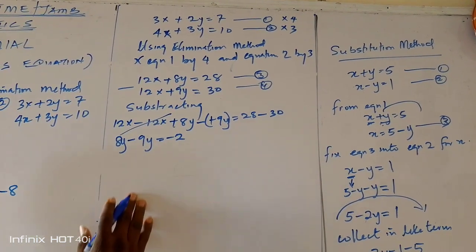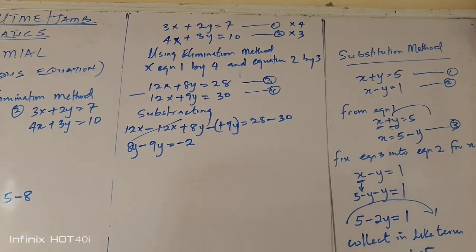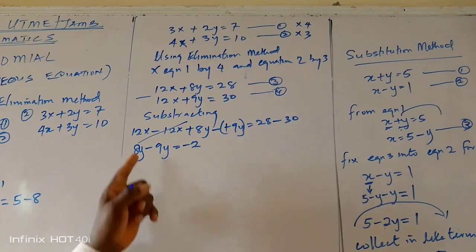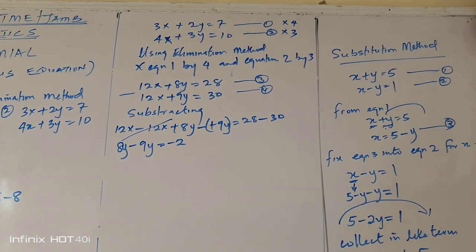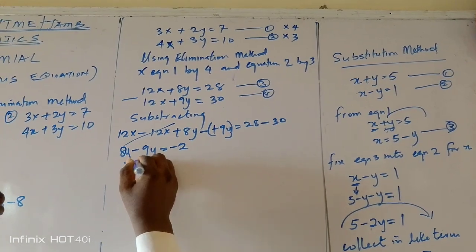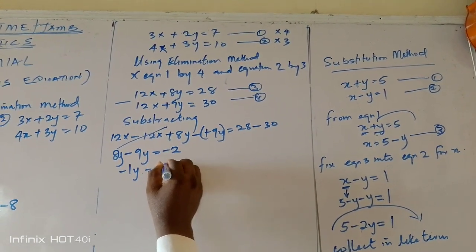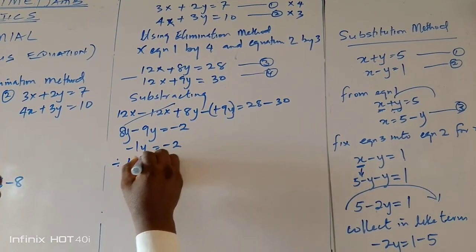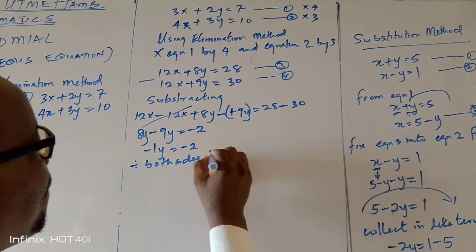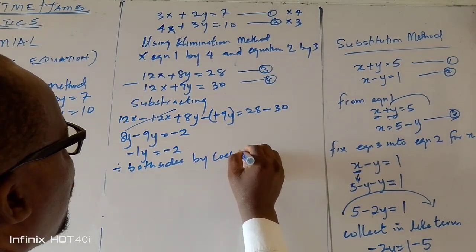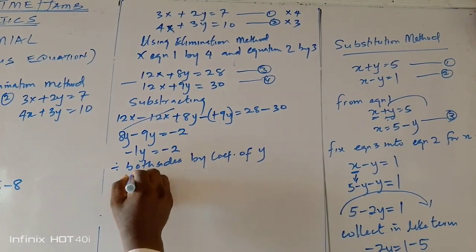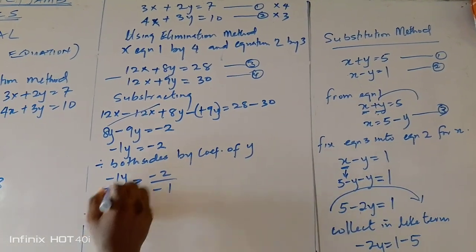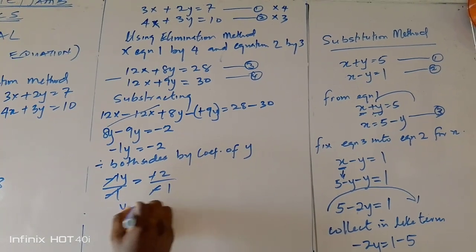So 8y minus 9y, as I said earlier, minus means you are owing. The one without minus means you have. So you have 8 naira, and you are owing somebody 9 naira. When you pay the person, you will still be owing the person minus 1y, which will give you minus 2. It is y we are looking for, not minus y. So what do we do? Divide both sides by the coefficient of y. What is the coefficient of y? Minus 1y over minus 1 is equal to minus 2 over minus 1. This cancels out, so my y equals 2.